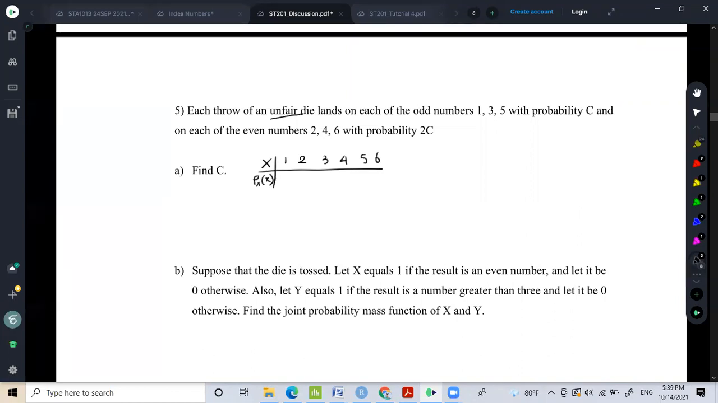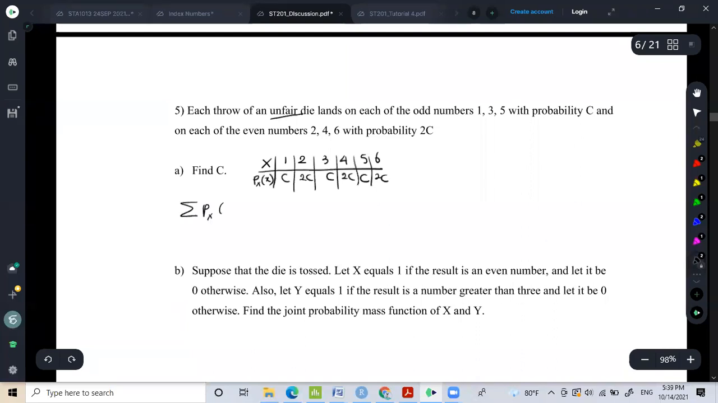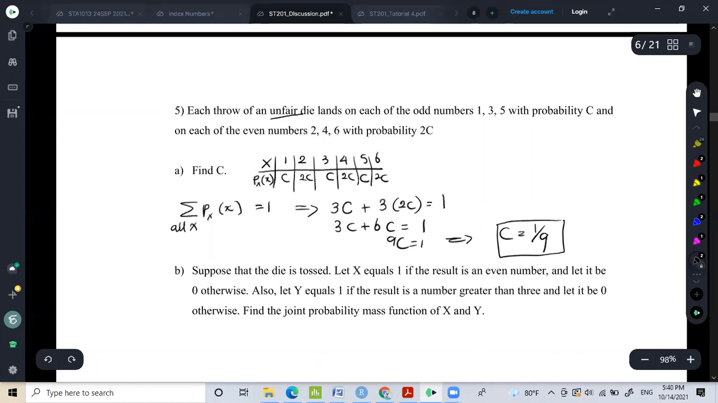It says for the odd numbers, the probability is C, and for the even numbers, 2C. So here's our PMF. If it is a valid PMF, what should happen? When you sum up these probabilities for all x, they should add up to 1. So you have C three times and 2C another 3 times. That will be 3C plus 6C, which should equal 1, right? So 9C equals 1, which means C is 1/9. So the value of this constant C is 1/9.